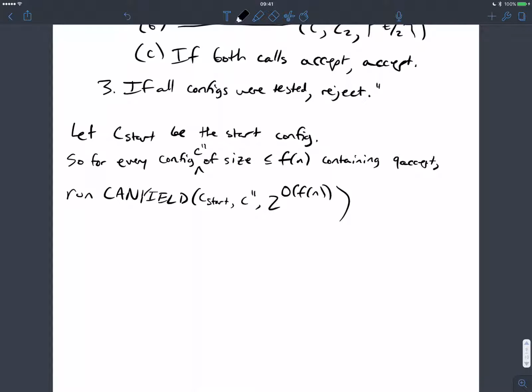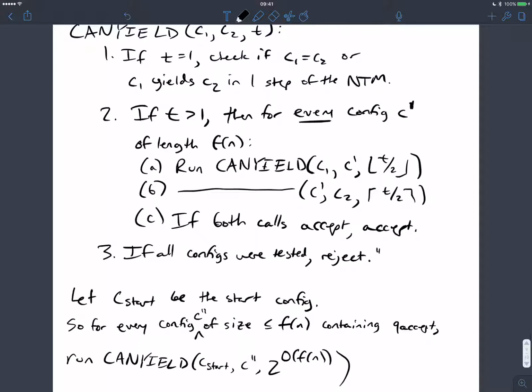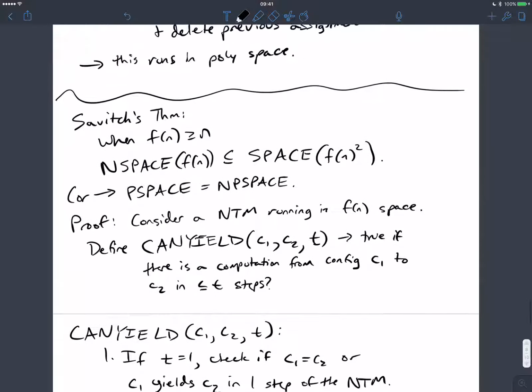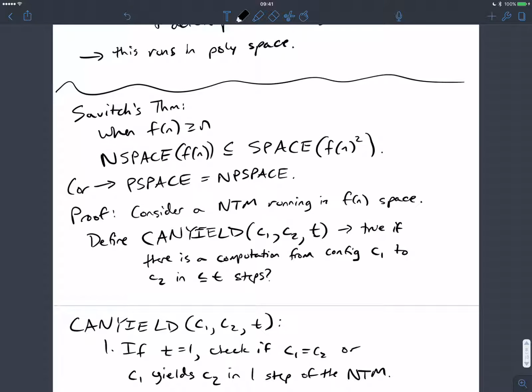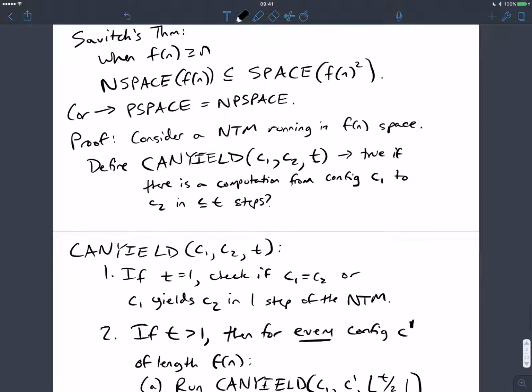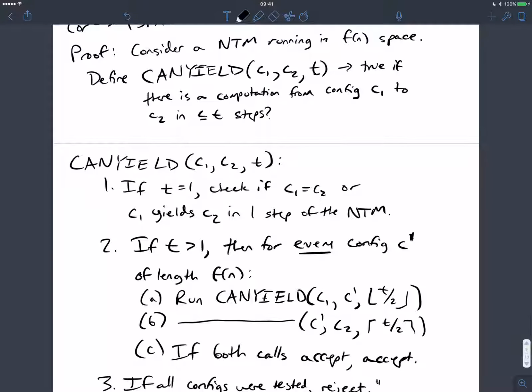And that's it. So let's just recap on this result. Savage's theorem says if you use f of n non-deterministic space, then you only use f squared of n deterministic space. And as a result, PSPACE equals NPSPACE. So what we did is consider any non-deterministic machine running in that amount of space. Can we make a deterministic machine running in f squared of n space?